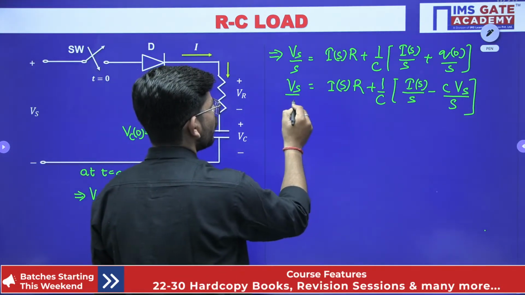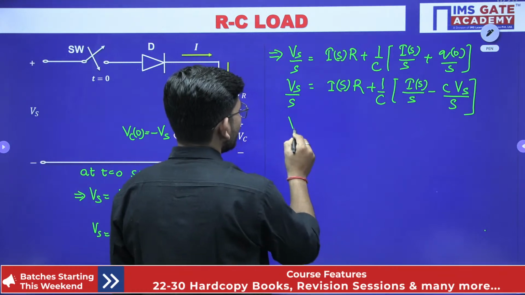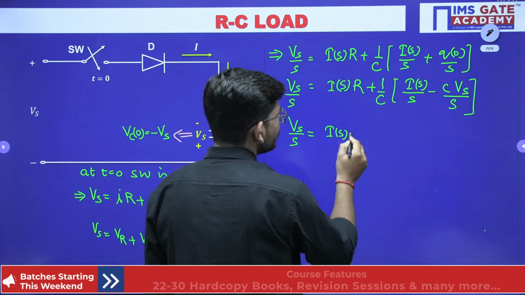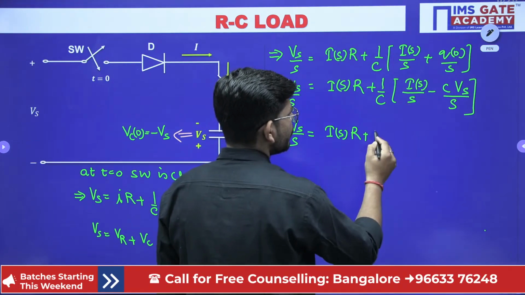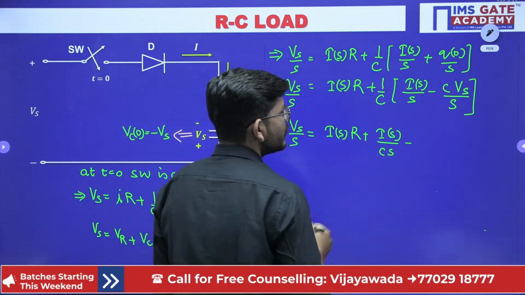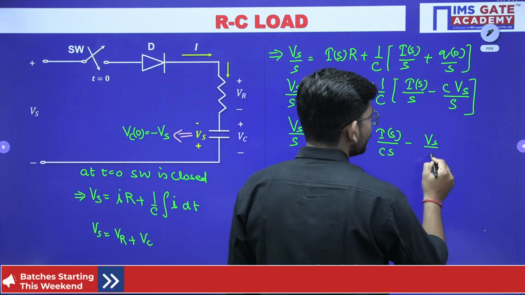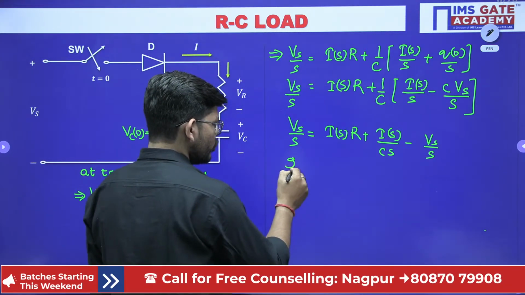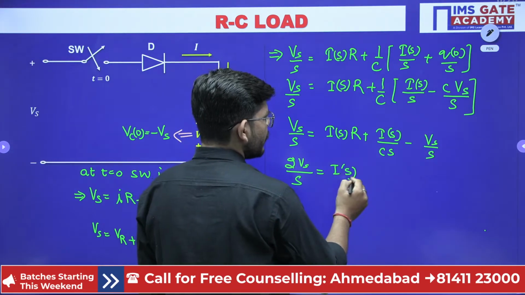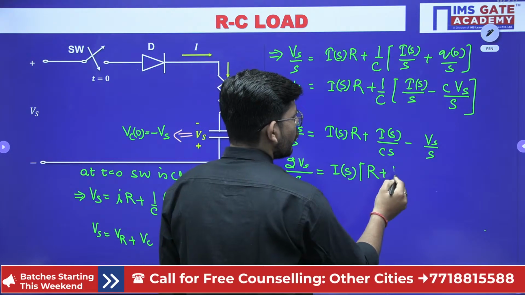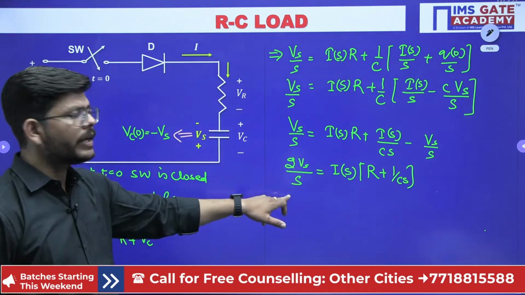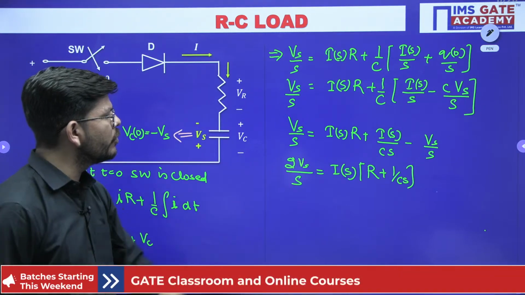Now we have to solve this equation further, and what we get is Vs upon S equals Is into R plus, if I multiply this C inside, Is upon Cs minus C Vs upon S, where C and C get cancelled. So this becomes twice Vs over S, and I get Is times R plus 1 by Cs. The same equation we obtained in the last case, instead of Vs by S, now we have 2 Vs upon S.